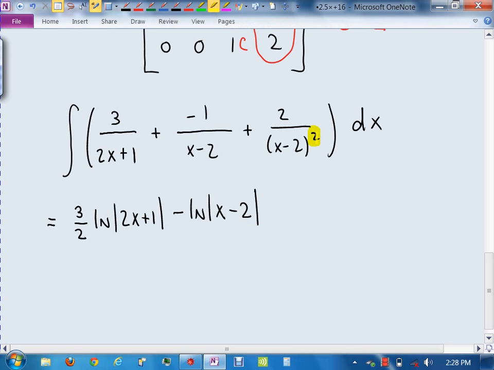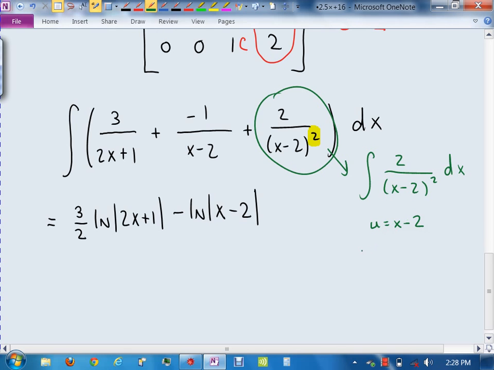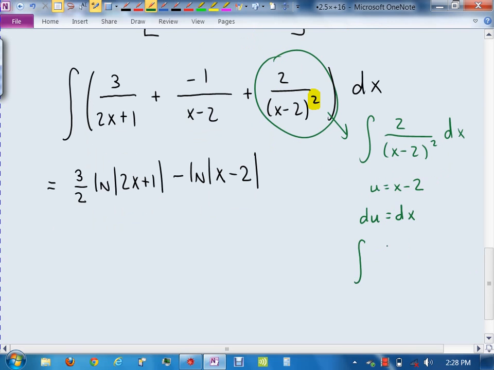So be careful with that. That's a basic u substitution. That's right. So I'm going to take this right here. Actually, I'll take it in green. I'm just going to do this quick integral. Integral 2 over x minus 2 squared dx. Make a substitution. u is equal to x minus 2. What's du then? dx. And how could I rewrite that integral then? 2 over u squared du.